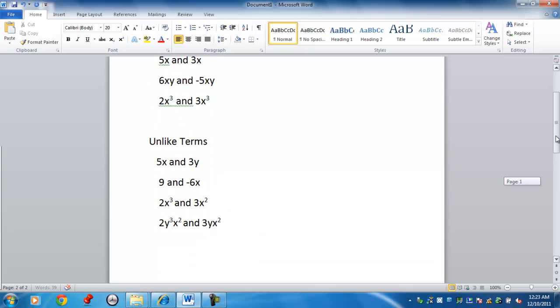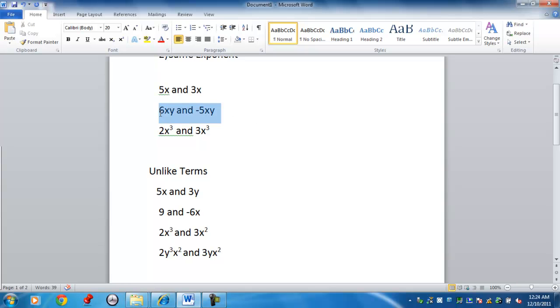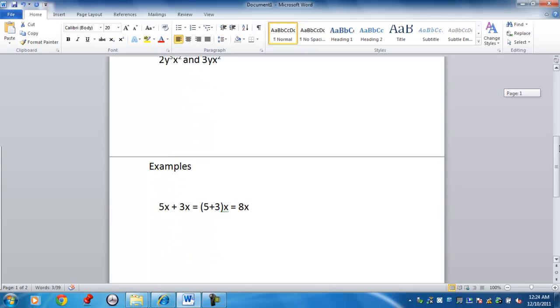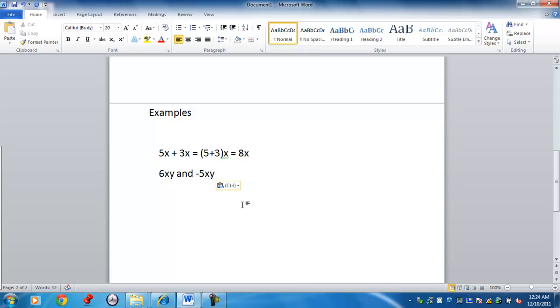Another example would be, let's say you had 6xy and 5xy. Let's say you're going to separate those two terms by subtraction. So again, what you're doing here is you're just taking 6 minus 5, which would give you 1xy, which is the same as just xy.